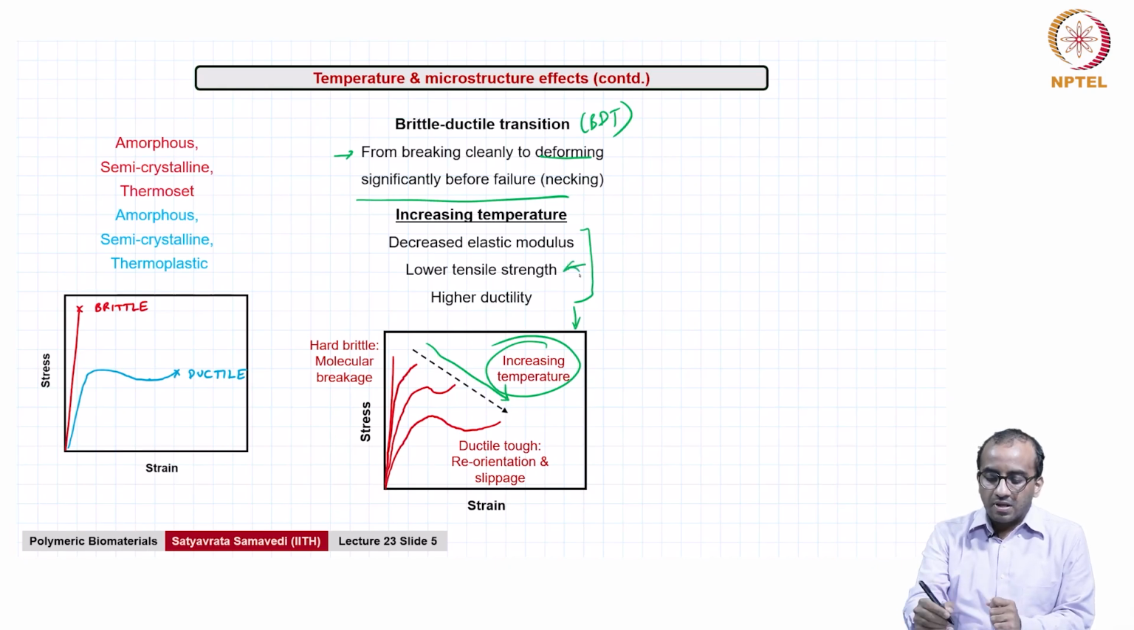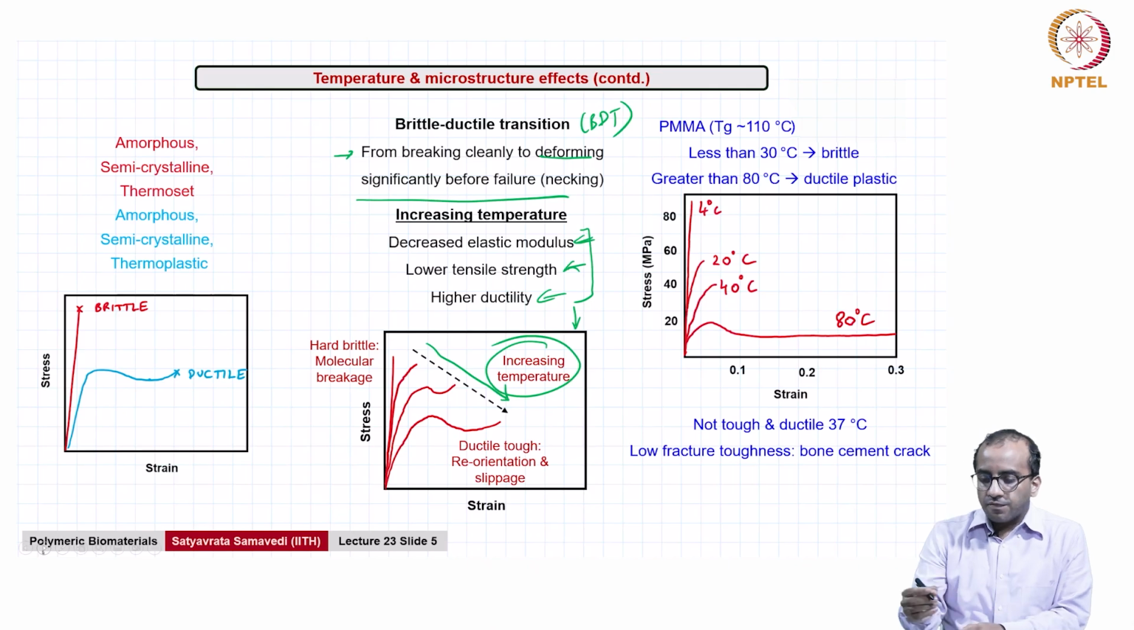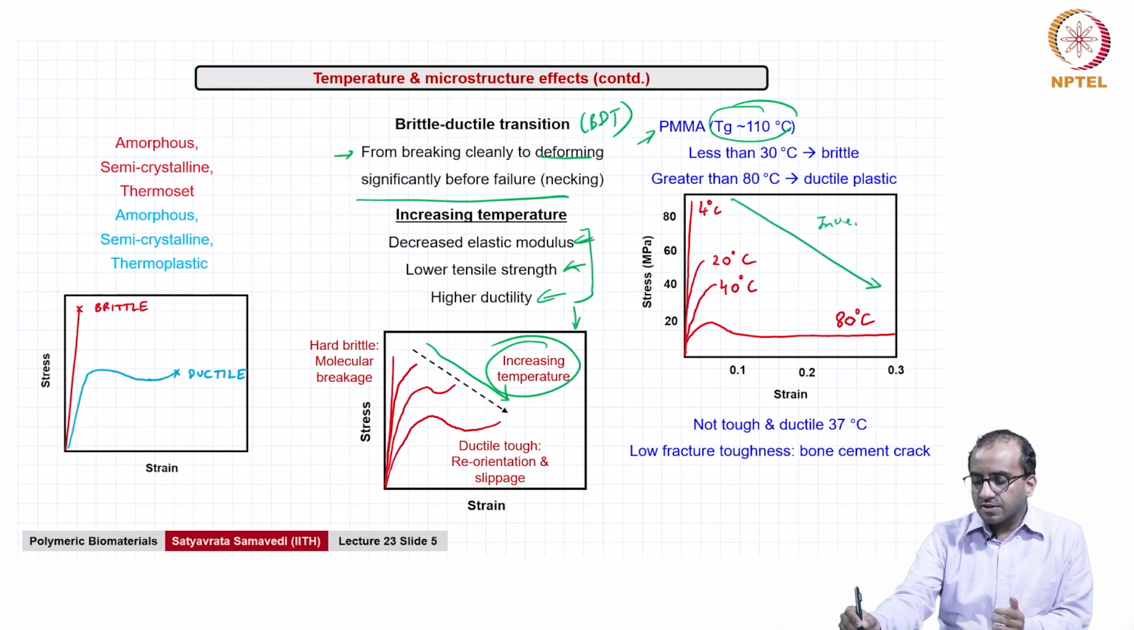Now, one example that we are going to see will make this more clear, and we are going to look at the example of polymethyl methacrylate, whose Tg is around 110. What you will see here is we are plotting stress versus strain as a function of temperature, and temperature increases as you go from top to bottom or left to right.